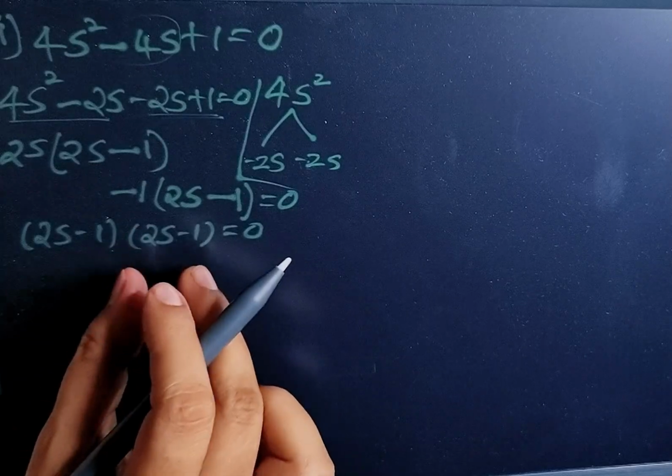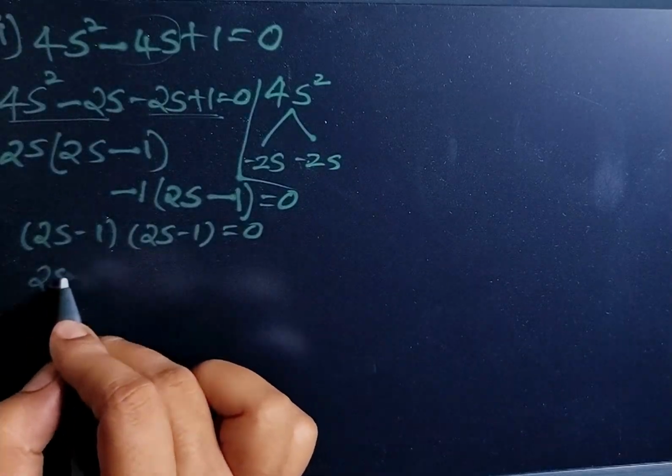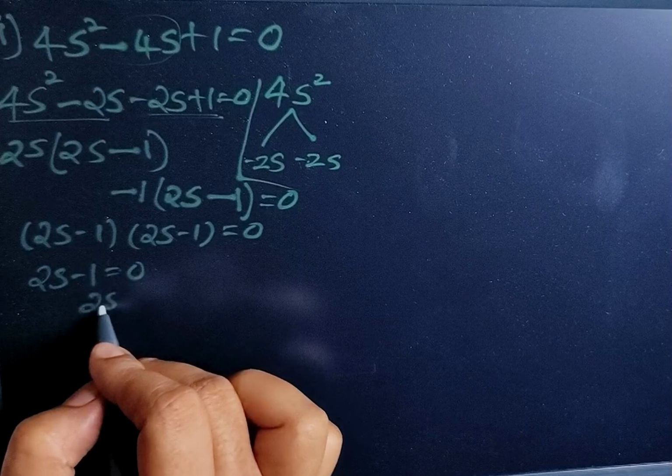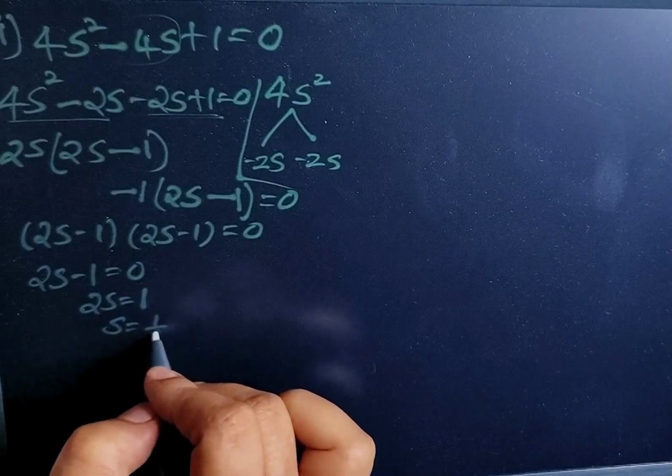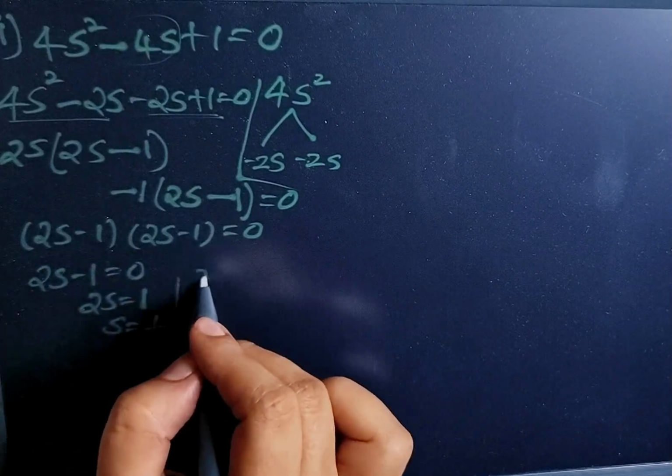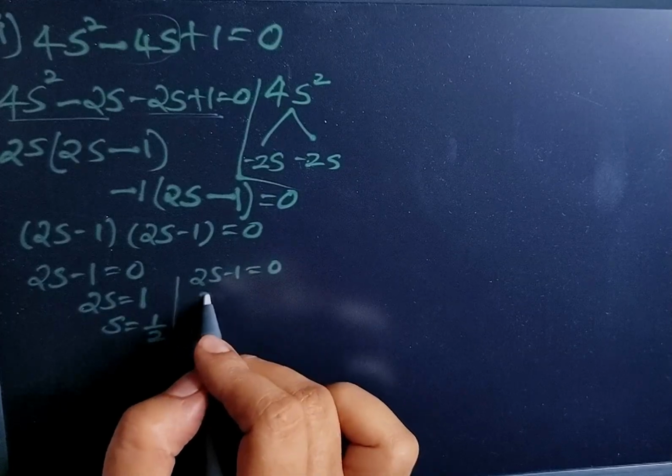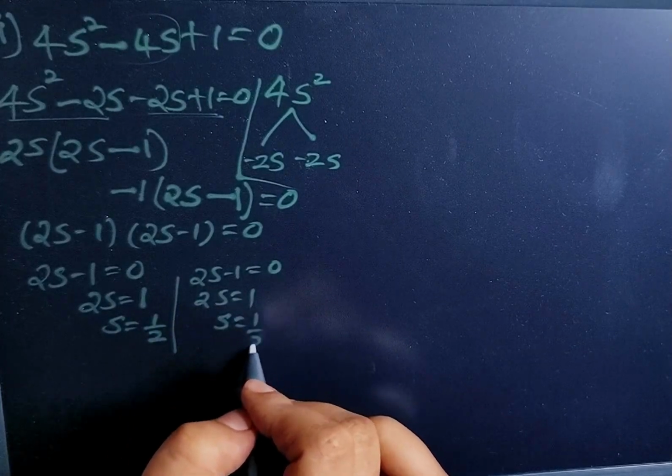to 0. Taking one term to the right side and finding the value, we will get 2s minus 1 is equal to 0. 0 plus 1 is 1, so s is equal to 1 by 2. Same answer for the next bracket also. 2s minus 1 equal to 0, 2s equal to 1, s is equal to 1 by 2.